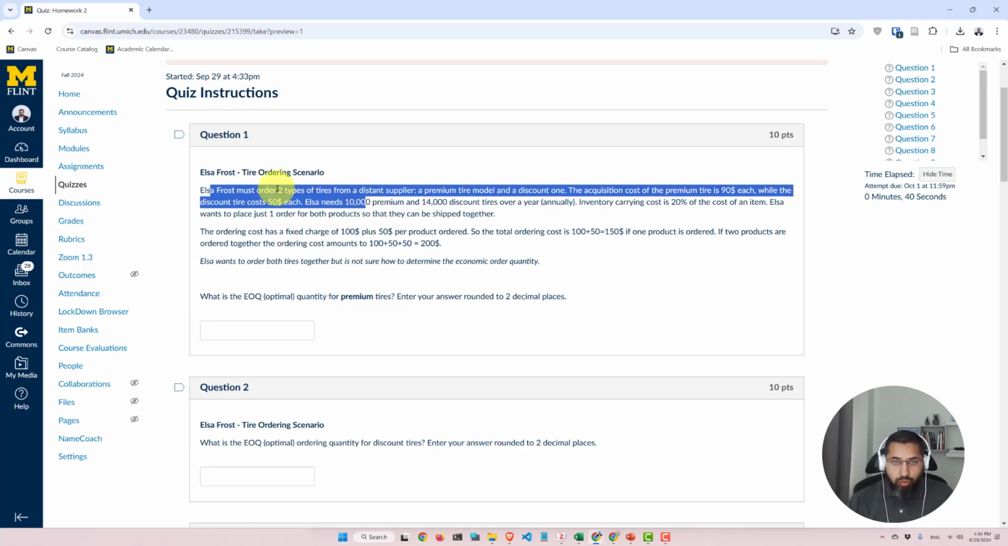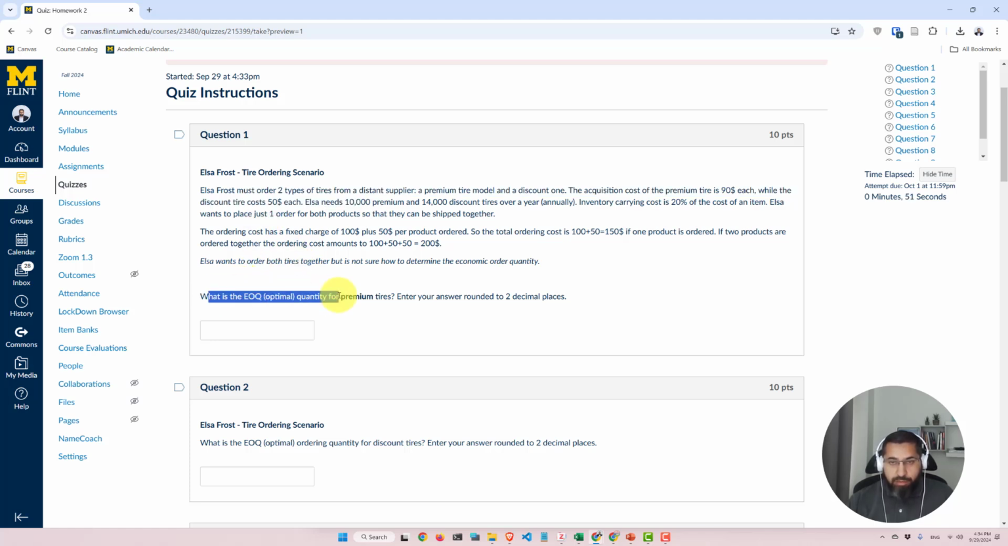Elsa Frost has to order two types of tires from a distant supplier. So it's the same supplier providing multiple products. And we need to help her figure out what is the optimal ordering quantity for premium tires, the first product, and then for discount tires, the second product.